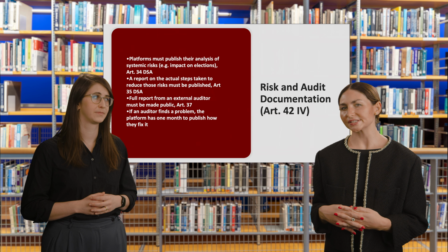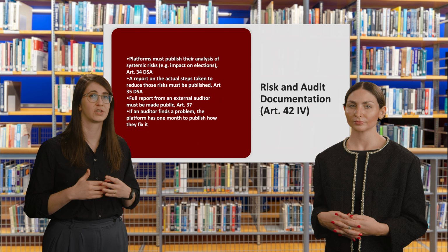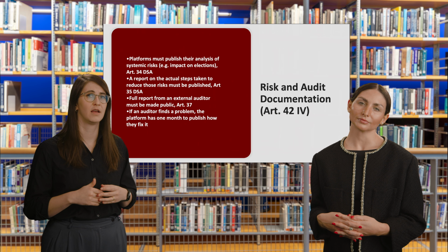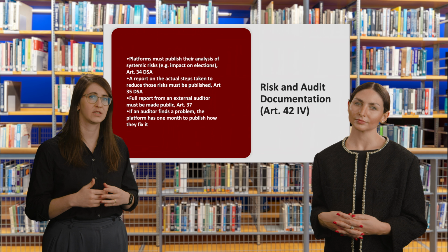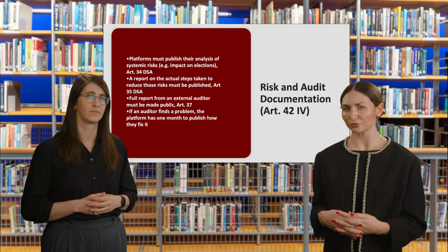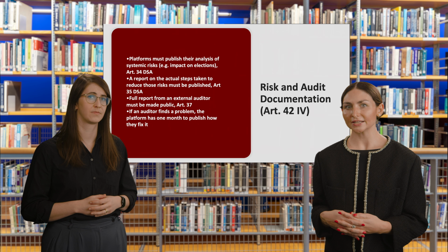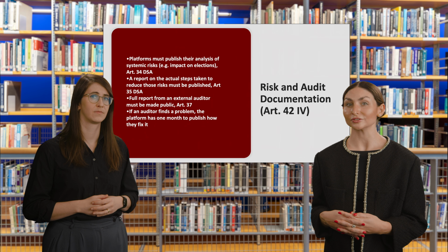Another key transparency layer concerns systemic risk governance. Platforms must publish their analysis of systemic risks, like risks to elections or civic discourse. They also have to report on the measures taken to mitigate those risks. Where problems are identified, platforms must publish how they address them, so transparency links directly to correction.